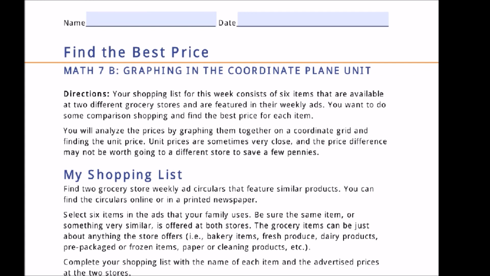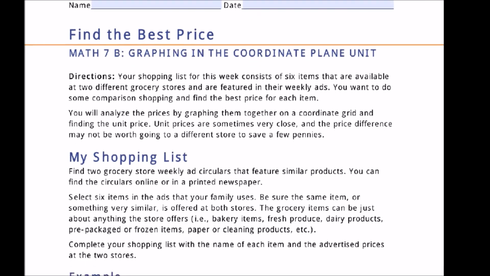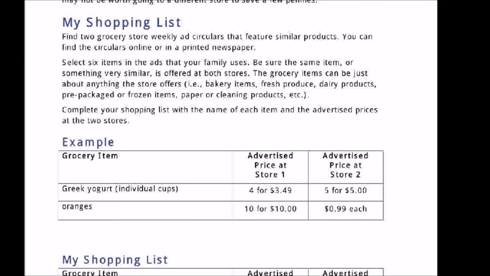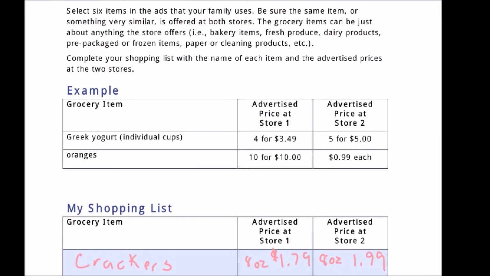and you want similar things. So what I did is I just went online. You could get this in a newspaper, or stuff is mailed to your house, however you want to do it. I just went online to two different stores and found prices. So what you're going to find is, in the example they gave is yogurt and oranges. Just find something similar. It doesn't have to be exactly the same as long as it's similar though.